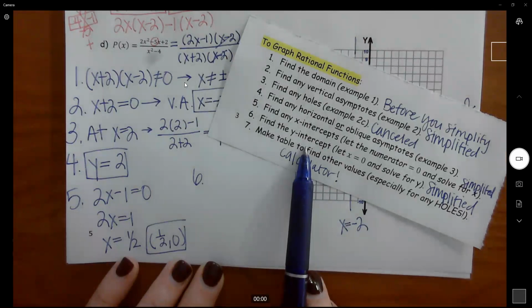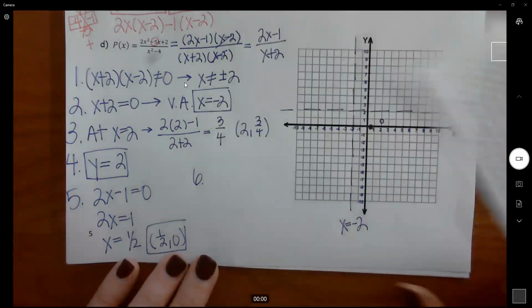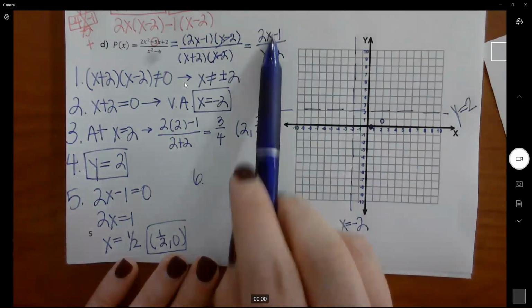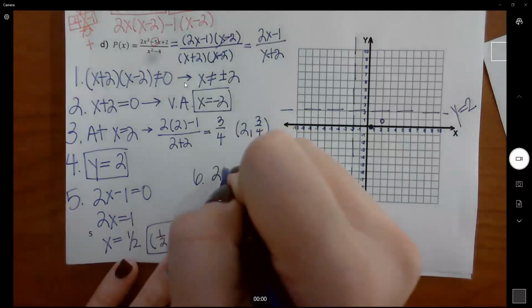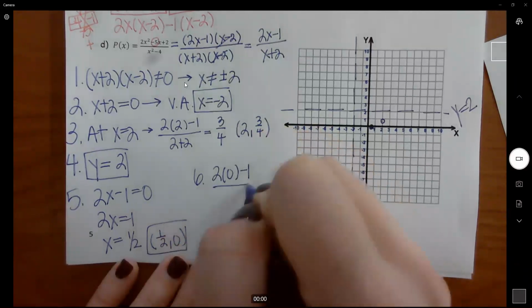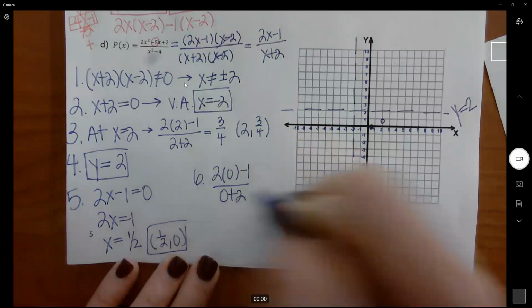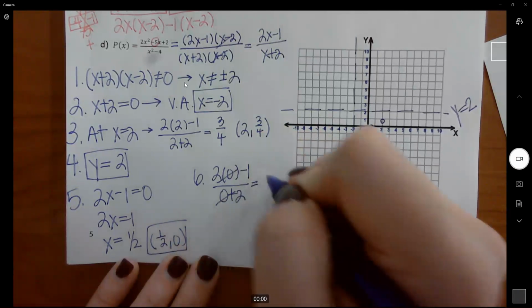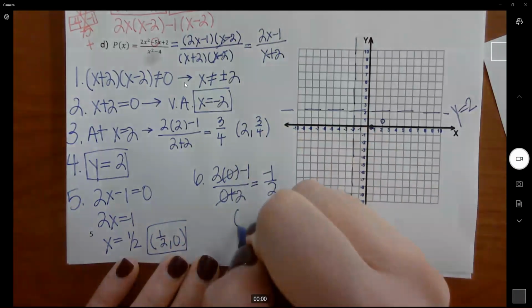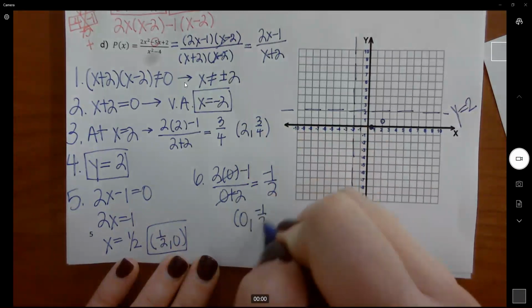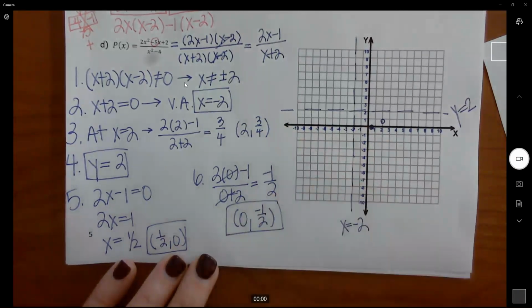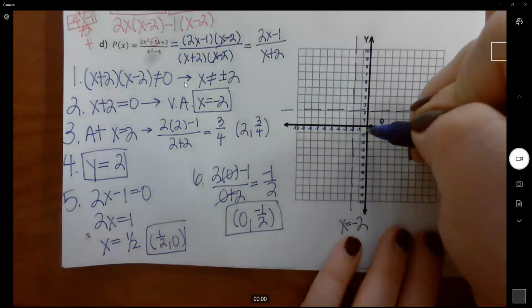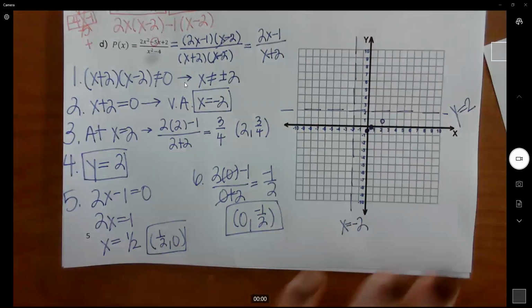Step 6, your y-intercept, by letting x equal 0 and solving for y. So plug in a 0 for both of those. So we have 2 times 0 minus 1 over 0 plus 2. Cancel, cancel. We get negative 1/2. So this is (0, negative 1/2) for my y-intercept. So about right there.